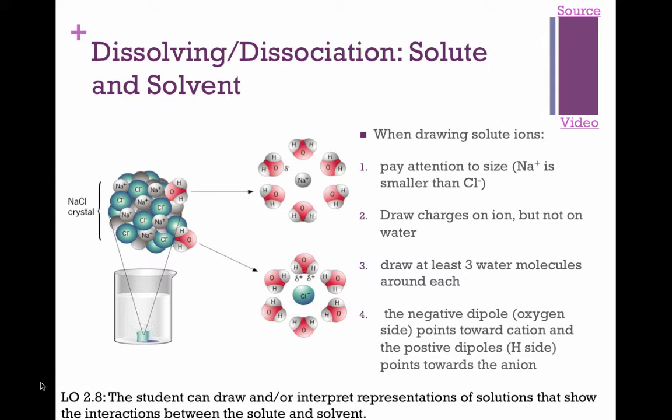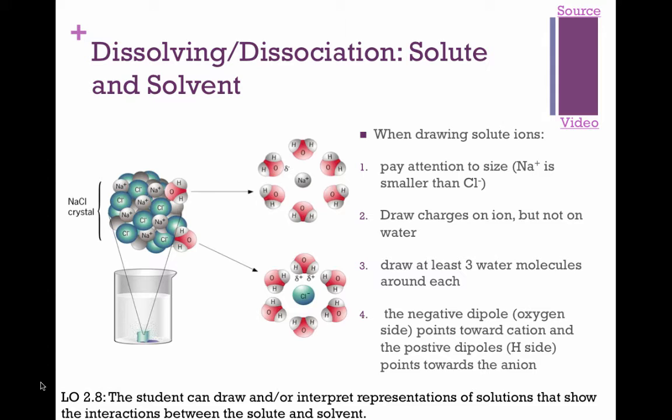Okay, now when drawing the solute ions, a couple things. This was a free response question. Pay attention to the size. Cations are smaller than anions. Okay, draw the charges on the ion, because ions have charges. But you don't have to draw it on water unless you draw the partial. That's that delta. And then you need at least 3 water molecules around it.